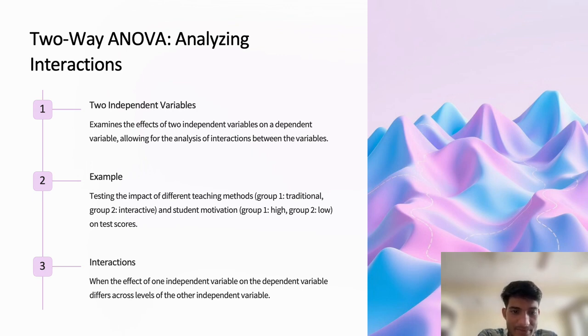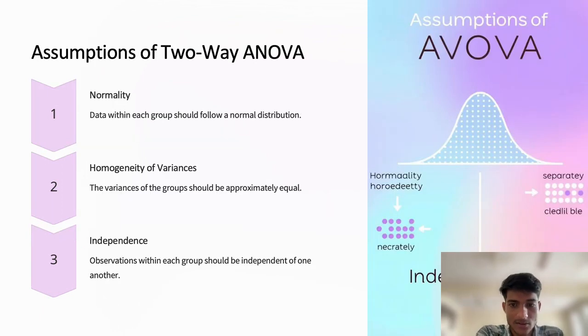Example for two independent variables: testing the impact of different teaching methods, Group 1 traditional, Group 2 interactive, and student motivation, Group 1 high and Group 2 low, on test scores. Number three for two-way ANOVA, interactions: when the effect of one independent variable on the dependent variable differs across levels of the other independent variable.